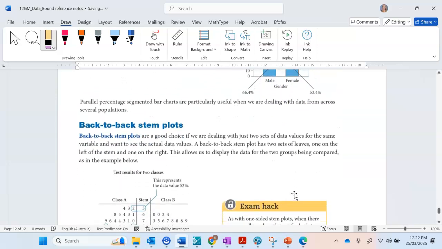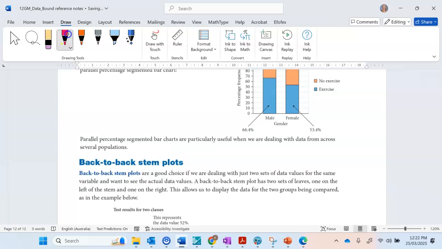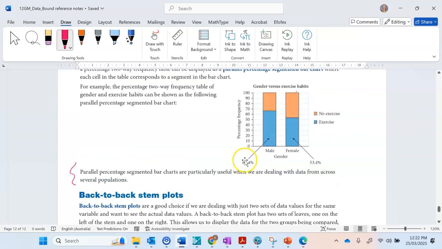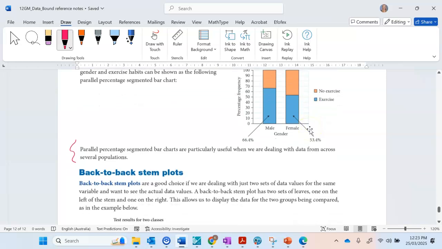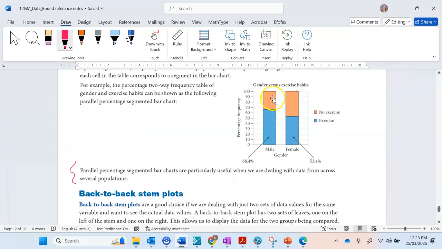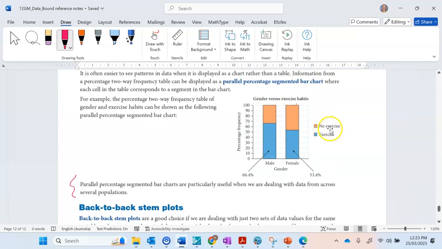All right, so as I kind of alluded to before, parallel percentage segmented bar charts, whoa, that's a bit of a mouthful, are particularly useful when we are dealing with data from several populations. So you might be comparing different states or different countries. Maybe it is one school compared to another, or one class compared to another. All right, but then you've got the variables separated as well. So remember, exercise habits, it was either no exercise or exercise. So that's what we could have there.